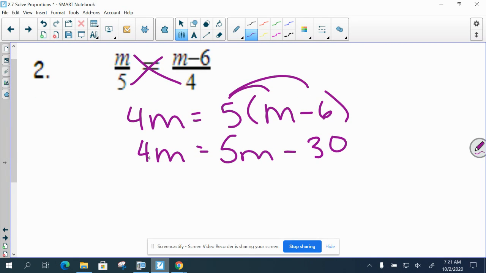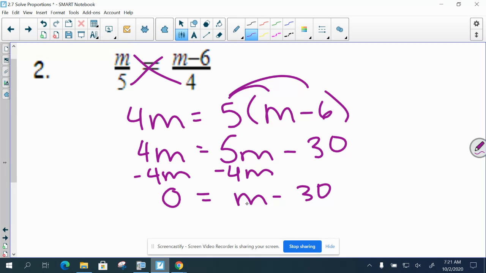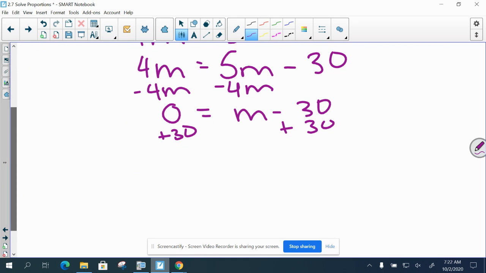the way I taught you is to move the smallest m over to the other side. And you can still do that here. The thing here is you'll just have 0 on this side. And that's okay, because now what we're going to do, so 5m minus 4m is just 1m, is add the 30. So then it's just 30 equals m.